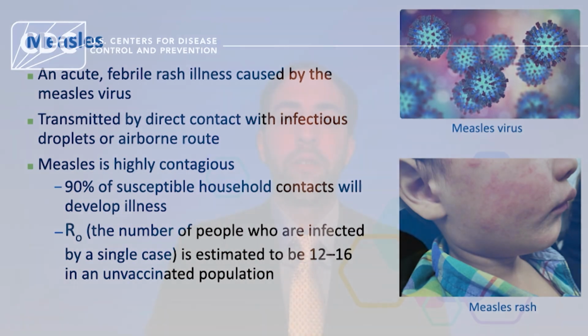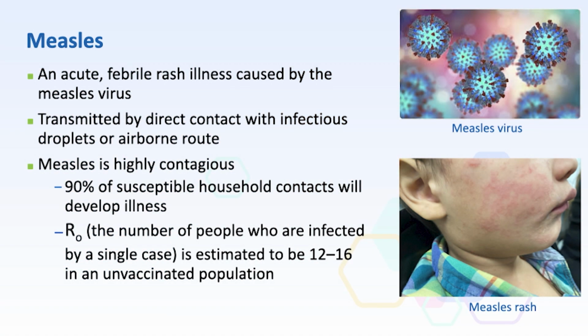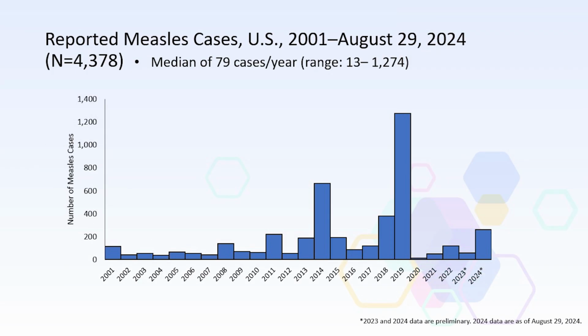Measles is an acute febrile rash illness caused by measles virus. It is transmitted by direct contact with infectious droplets and can also be spread by the airborne route. Measles is highly contagious. 90% of susceptible household contacts will develop illness if exposed to a measles case. The estimated reproductive number, or R0, is 12 to 16 in an unvaccinated population, meaning that a measles case would be expected to result in 12 to 16 secondary cases if all contacts were unvaccinated.